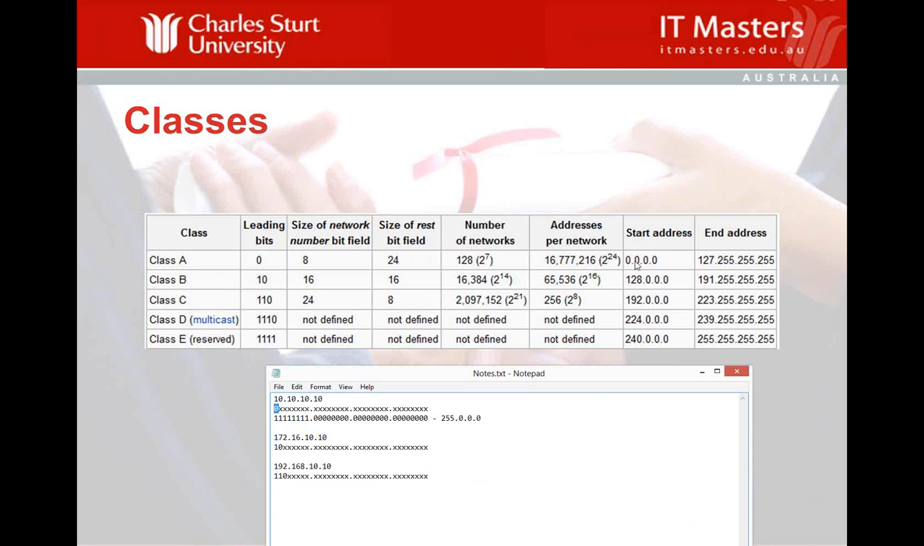Now, if we look at the start and finishing addresses, you can see they're obviously consecutive. But why is Class A only from 0 to 127 in the first octet? You can see the second, third, and fourth octets go from 0 through to 255, but the first octet only goes from 0 to 127. Again, it's got to do with this bit here. Remember, from our column weights, this bit is worth 128. So we've got the columns worth 1, 2, 4, 8, 16, 32, 64, and 128. If our 128 column is always 0, then the value of our octet can never get above 127. It's as simple as that.